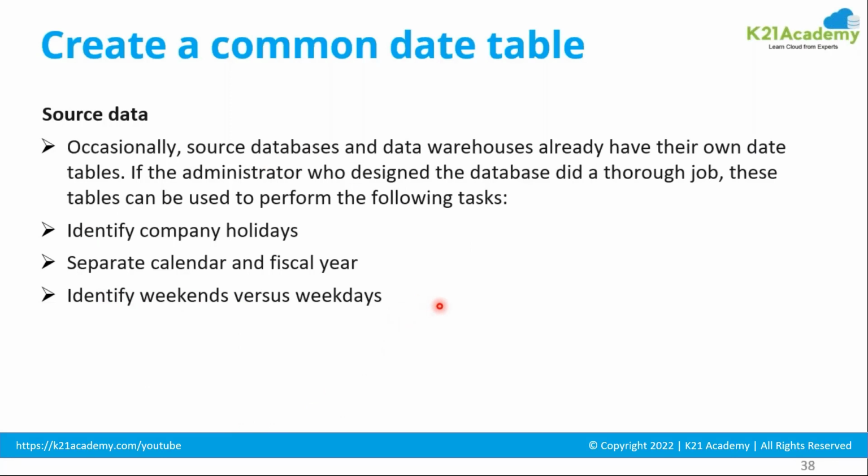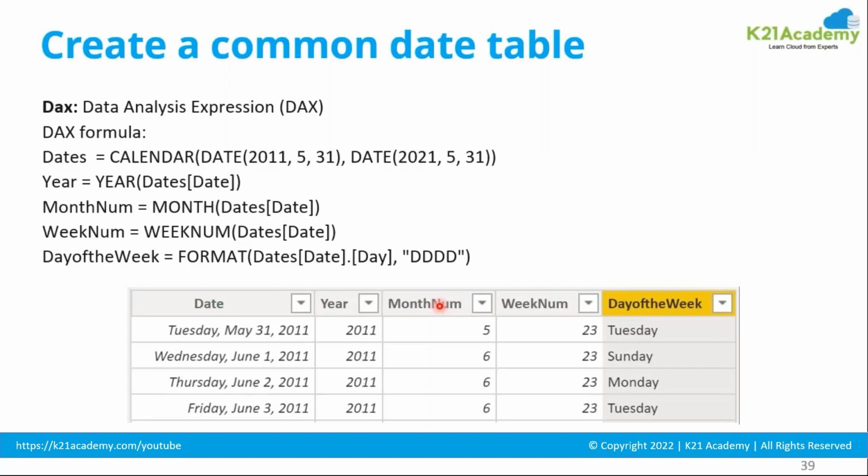Then this is just one of the examples that you can see for creating a common date table by using a DAX formula, where you are giving the year. You can also use the order date or any of these columns which are already there, and with the help of those columns you will be able to find it out as well.